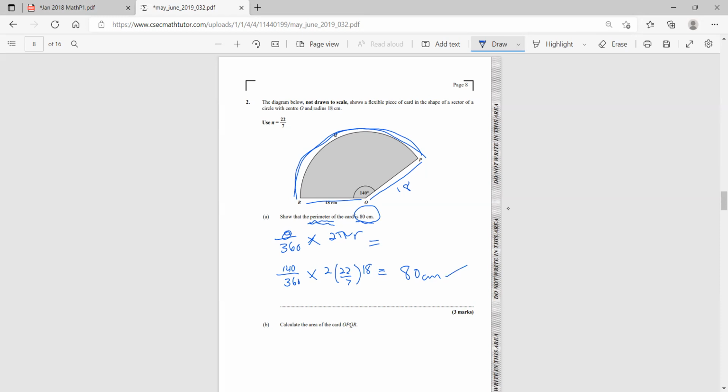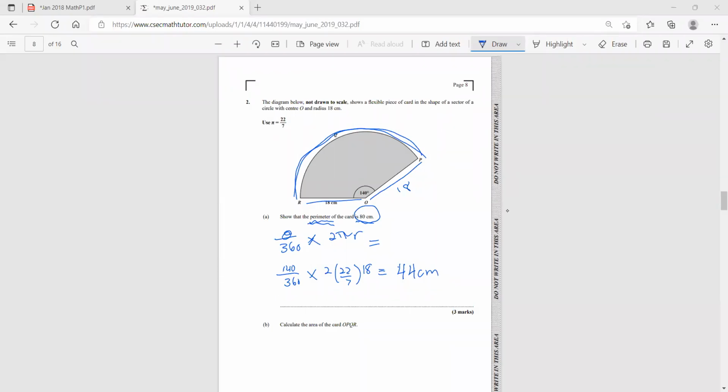So it's my mistake. This is not 80. What's the answer for this part when we work it out, people? Okay. So when we work out the length of the arc, we're getting 44. And remember, this is just the 44. So we have to add this part and this part. So we're gonna add 18 and add 18. Yeah, that's how we get the 80. We have to put back in the other two lengths because remember, perimeter is all the way around. Y'all understand that?